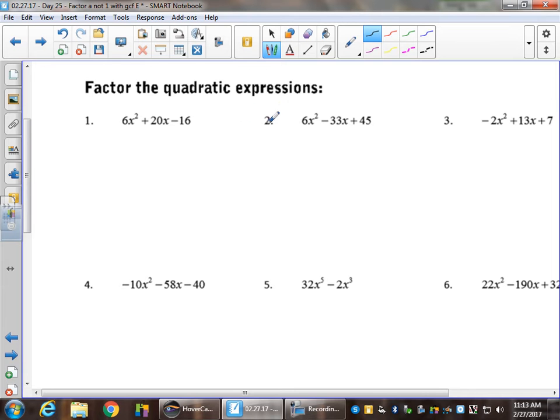What's my GCF? What can 6, 20, and negative 16 all be divided by? 2. It's supposed to say GCF, but I heard someone say 4 and I wrote 4 by accident. Okay. What do you have left over when you pull out a 2?